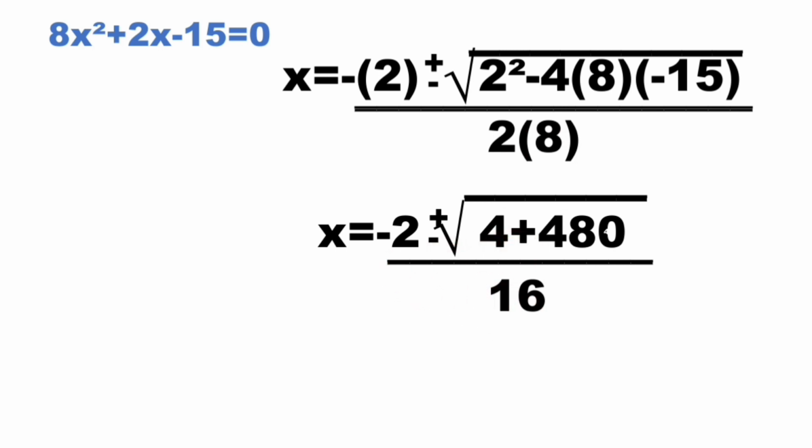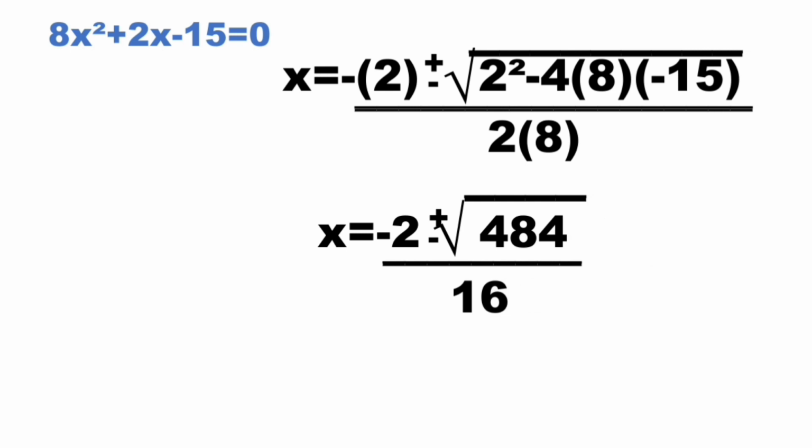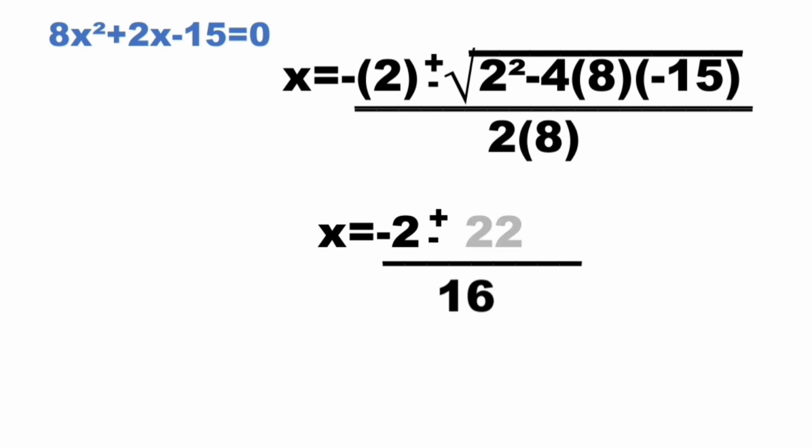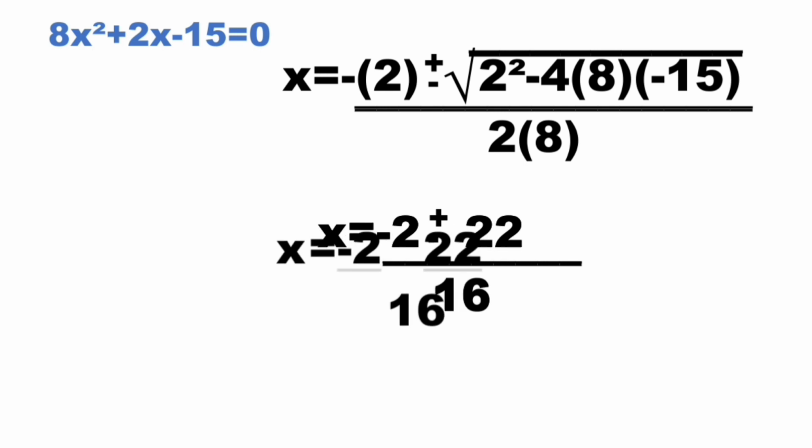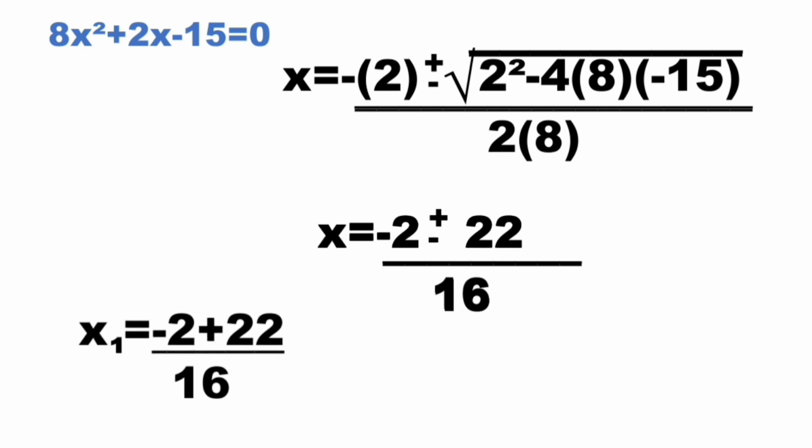Simplifying this one, we have x equals negative 2 plus or minus the square root of 484 over 16. And the square root of 484, if you have a calculator, is equal to 22. So we have negative 2 plus or minus 22 over 16. So we have now the two values of x. The first value of x is x equals negative 2 plus 22 over 16.